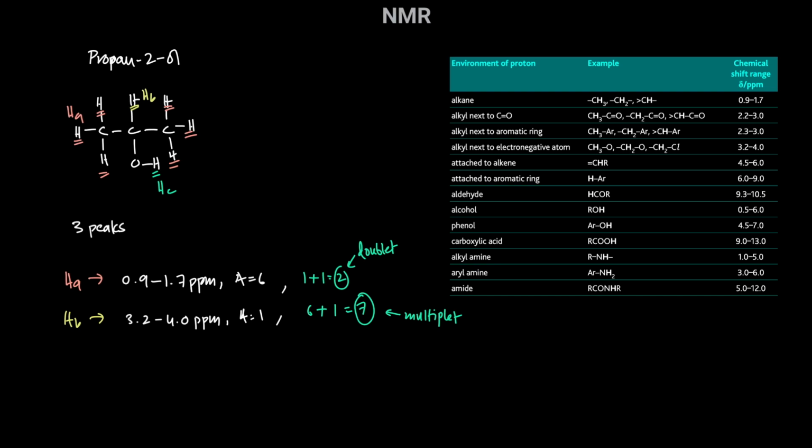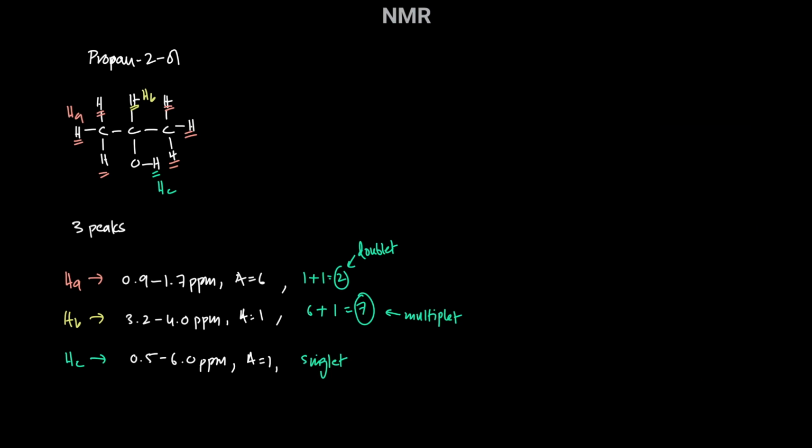And then lastly, we have HC, right? HC is just our alcohol proton. So that will shift in the range 0.5 to 6 parts per million. Okay, 0.5 to 6.0 parts per million. The relative area will be 1 because we just have one proton. And the splitting pattern will be a singlet because again, splitting only applies to hydrogen atoms bonded to carbon atoms.